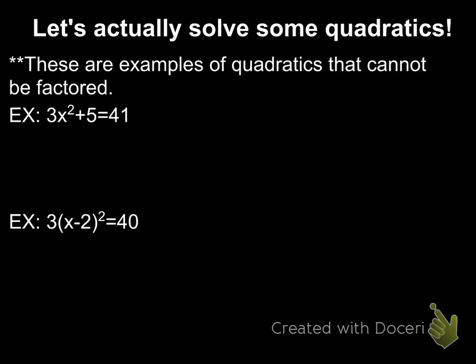This thing for x. We're trying to get x by itself. So the first thing that I'm going to do is divide by 3. Divide by 3, divide by 3.